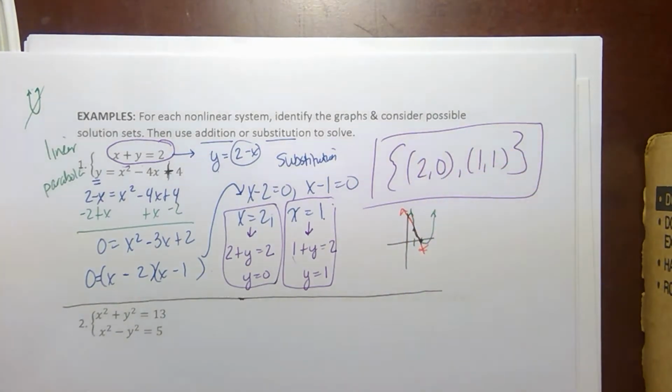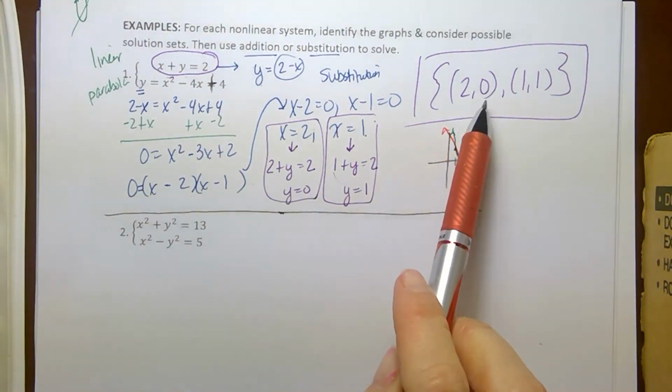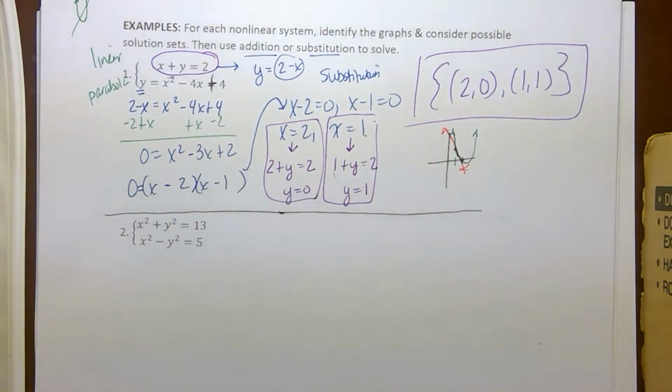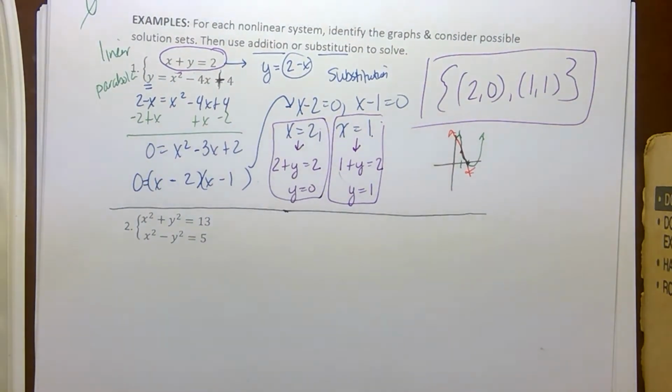So that's just a way that this could look. This isn't necessarily what it looks like, but that's a way this graph could look. Okay, so that's my solution set for this nonlinear system. Those 2 points are where the 2 graphs would intersect with each other. All right, let's look at system number 2 and see what we can do with it.